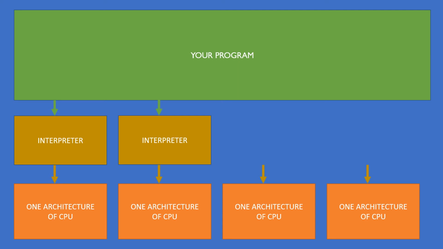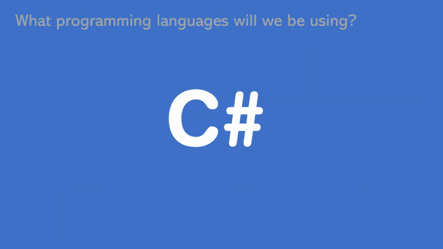And that is a major advantage, because programming languages like Java are so popular that it probably has hundreds, maybe thousands of interpreters for all kinds of different architectures, and you don't even have to do anything. It will just work on all of them. So this brings us on to the final question. What programming language are we going to be using? Well, it's called C#, and yes, that hashtag there is pronounced sharp, C#.